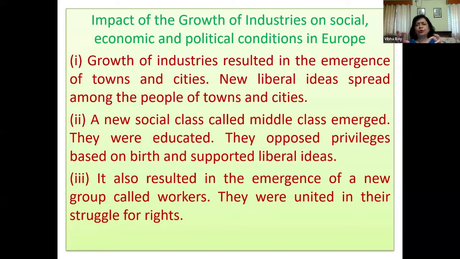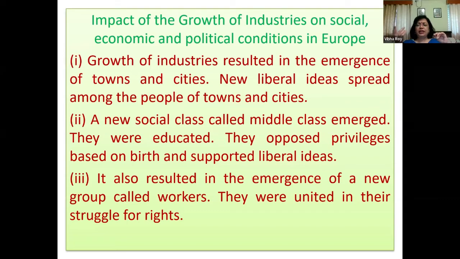Now, the impact of the growth of industry. Alongside this, we see that industries were developing. What was the effect of the industries on social, economic, and political conditions in Europe? The growth of industries resulted in the emergence of towns and cities. New towns were coming up, new cities were coming up, and new liberal ideas were spreading among the people of these towns and cities. A new social class called the middle class, who were working and educated, was coming up, but they were not given any privileges, and they also opposed the privileges which were based on birth.